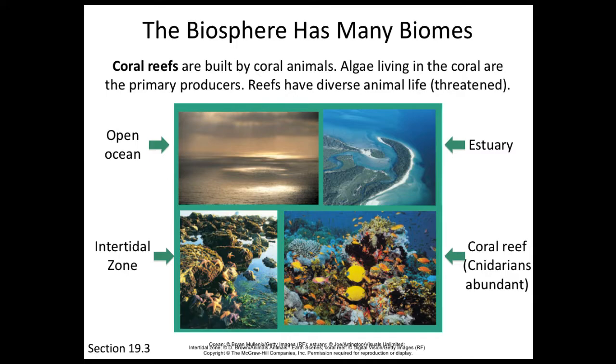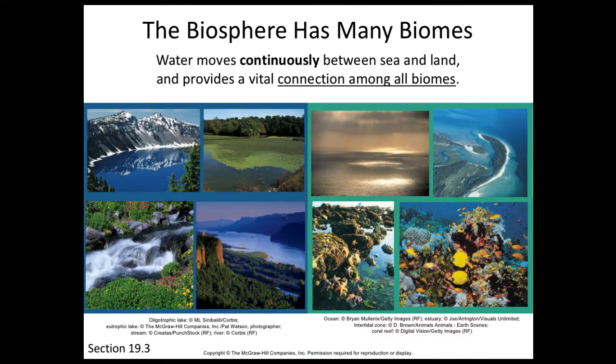Corals belong to a type of animal called cnidarians, and you can see that funny word on your screen here. It's the type of animal that both coral and sea anemones and jellyfish belong to. While we learn these biomes as distinct systems, it's important to remember that water moves continuously between sea and land and provides a vital connection among all biomes on planet Earth.